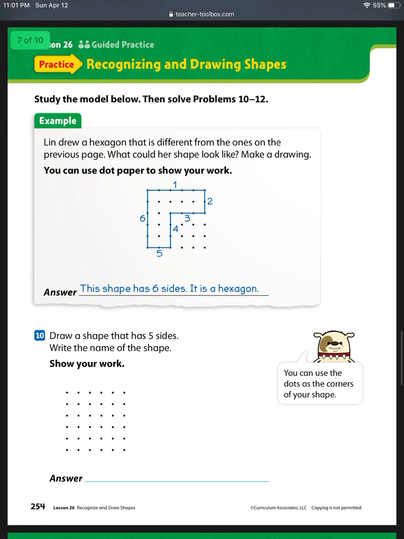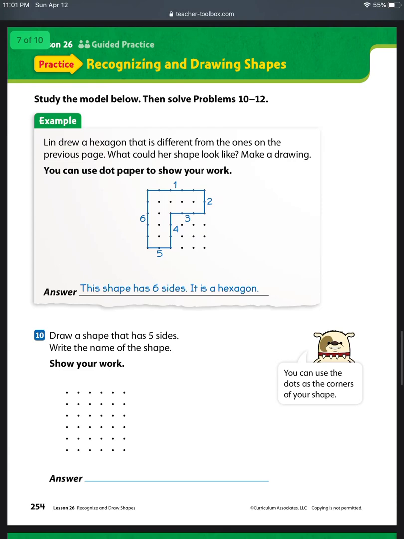Today we are going to be doing page 254 and 255 in our Ready Math 3 plus 8 book. This is lesson 26, Recognize and draw shapes. Today we are doing the practice page, and this is just 3 questions, so it shouldn't be very long. First, we're going to read the example. The directions say, study the model below, then solve problems 10 through 12.